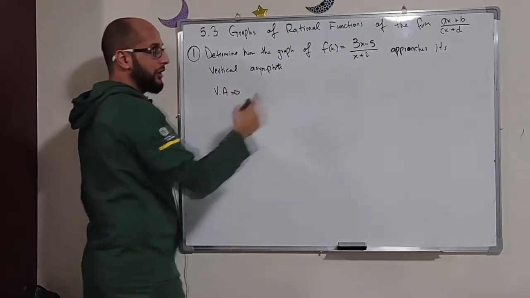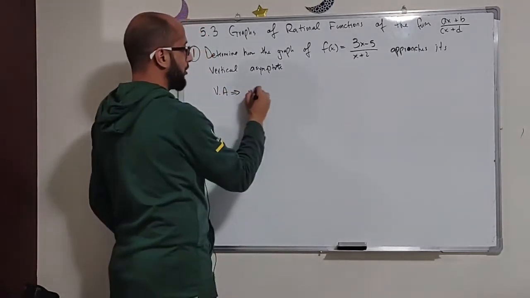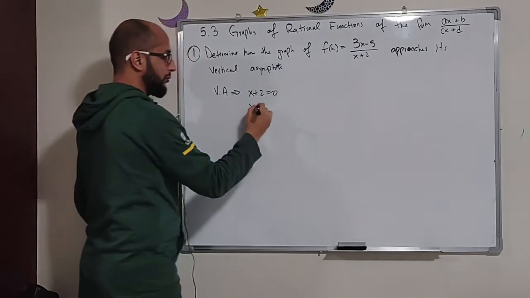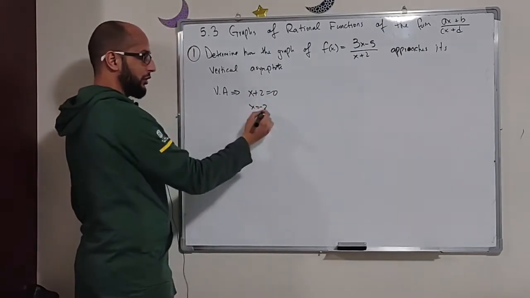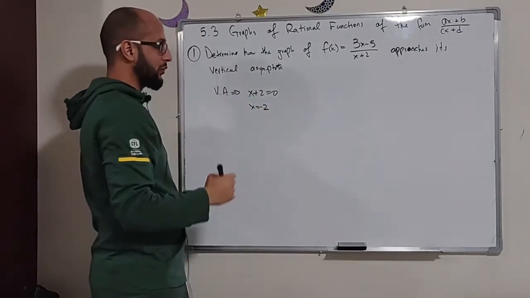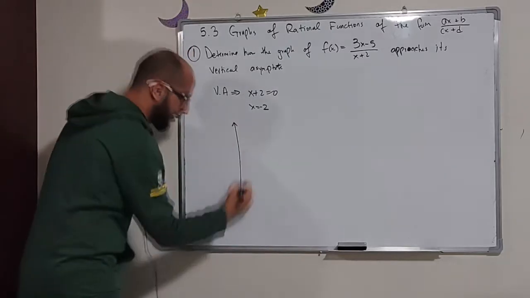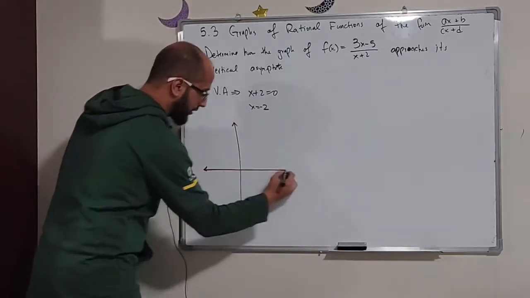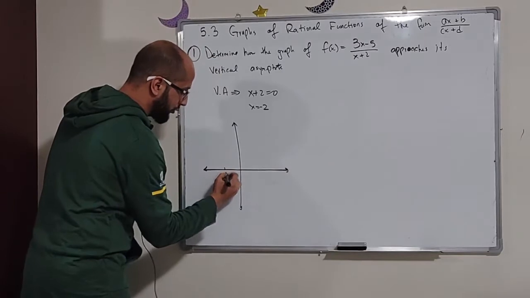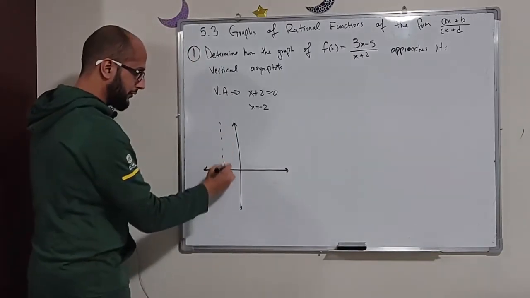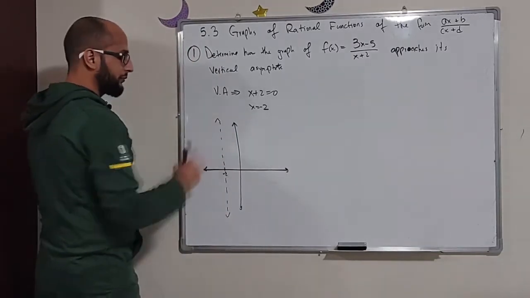The vertical asymptote is wherever the denominator is equal to 0. In this case, negative 2. So the vertical asymptote will be at x equals negative 2. What this means for us is that at negative 2, we will have an asymptote.